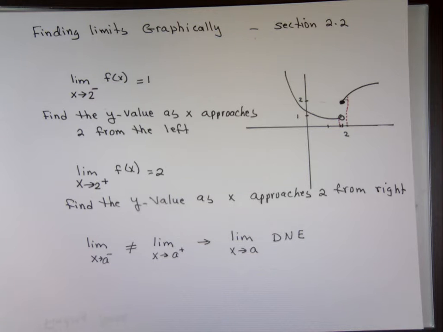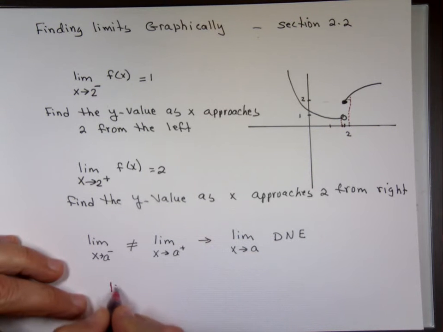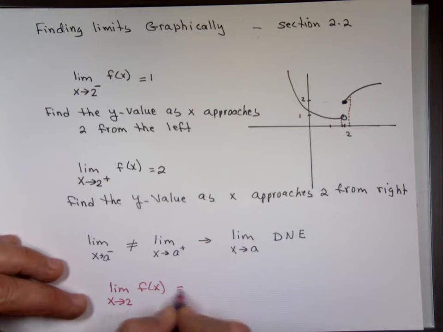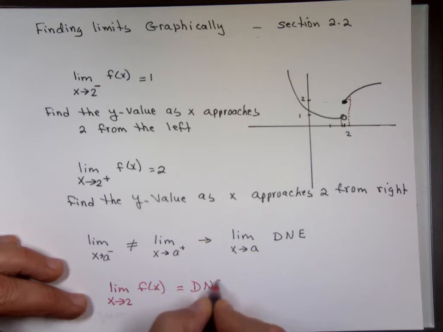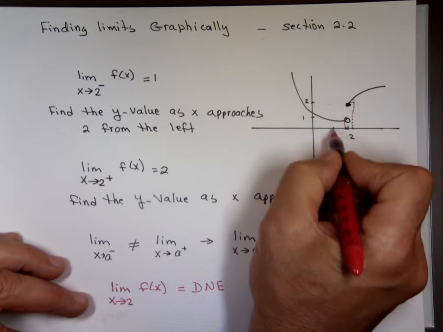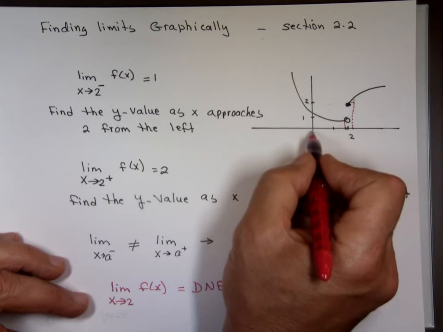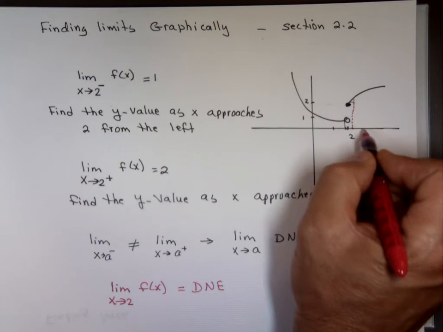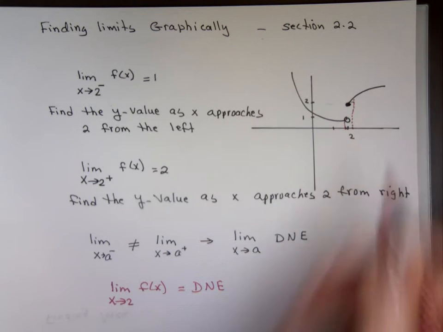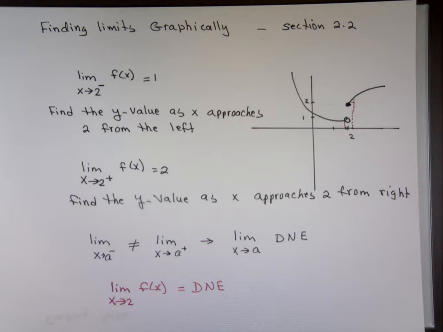So again, if the question was, what's the limit as x approaches 2 for this problem of that function, I have to write DNE. There is a limit as x approaches 1. There is a limit as x approaches 0. There is a limit as x approaches 3, but not as x approaches 2, because the two numbers don't match each other. The two numbers have to be the same for the limit to exist.